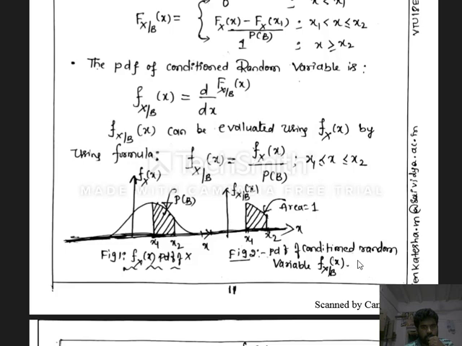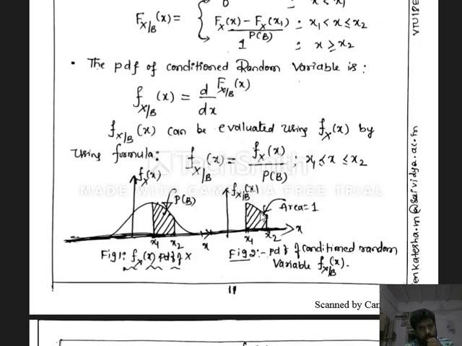Now let us understand the actual meaning of the conditional random variable density function value. Let us consider the event b. It is in between x1 and x2. It is a small portion in the probability density function of random variable x. The intersection of x less than or equal to x, that means this entire curve, with the probability, if the event b is only this event, so x1 to x2 event, this is the actual value of the PDF of x bar b, the conditional random variable.